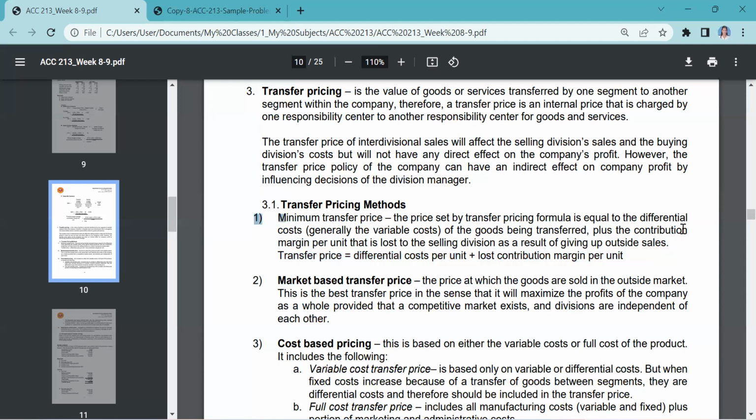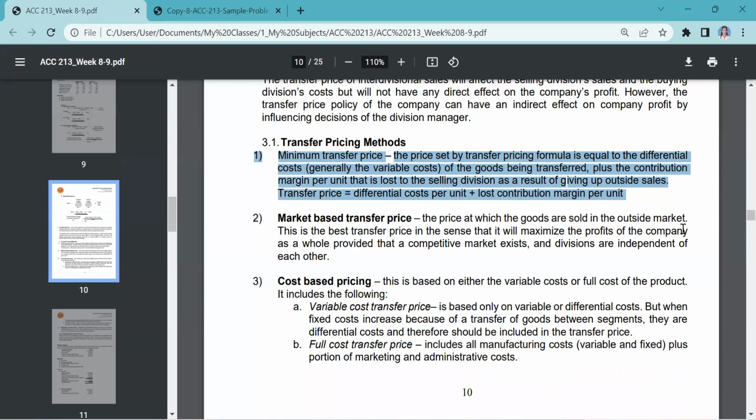Okay? I'll have more problems on this minimum transfer price because this is the method that is actually included in our exams. But of course, before we proceed to the problem, let me just discuss the other transfer pricing methods. So, we also have the market-based transfer price. Here, the price that you're going to set is equivalent to the price at which you sell in the outside market; that is also set as the transfer price.